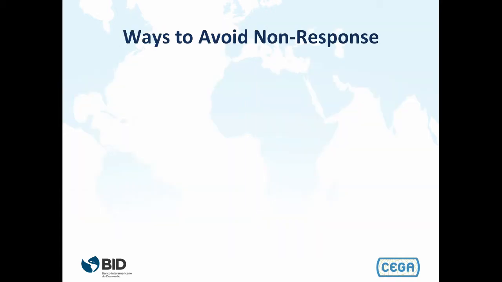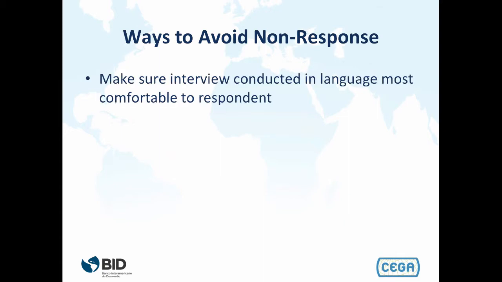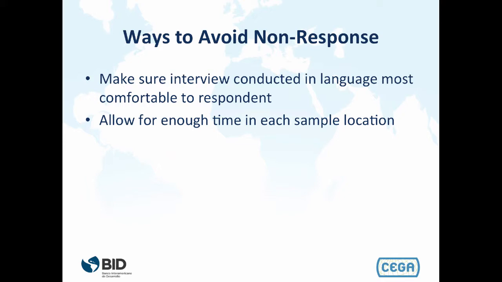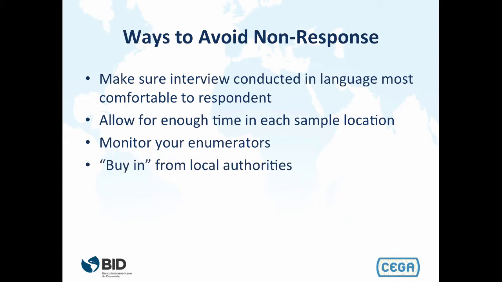Okay, so to think about ways to avoid non-response, first, make sure the interview is conducted in language most comfortable to the respondent. Second, allow for enough time in each sample location. So if interviewers are trying to rush through a survey, it might be difficult to obtain all of the information required in the survey itself from each respondent. Survey teams and supervisors especially need to monitor their enumerators, and this gets into, again, the quality control factors that were discussed earlier. Also, reverting back to the issue raised earlier in terms of supervisors' responsibilities, if a survey team does not have the buy-in and support from the local authorities for households and individuals to participate in the survey, individuals might be reluctant to provide responses.